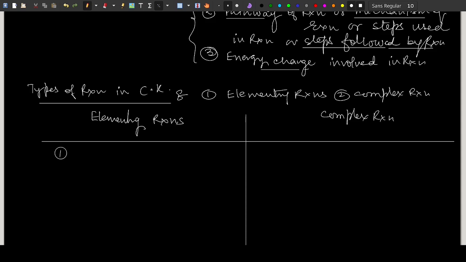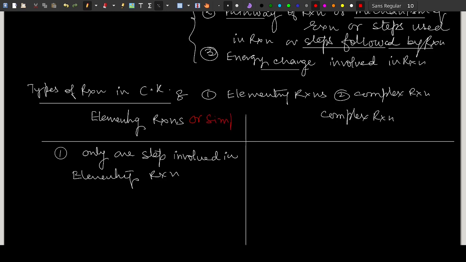In the elementary reactions, there is only one step involved in this reaction. An elementary reaction is also called a simple reaction, or we can say it is a one step reaction.